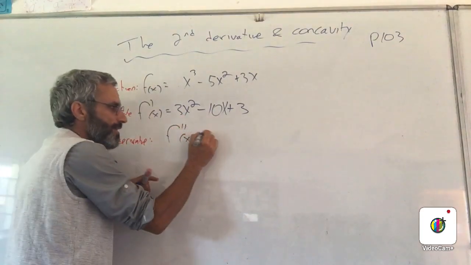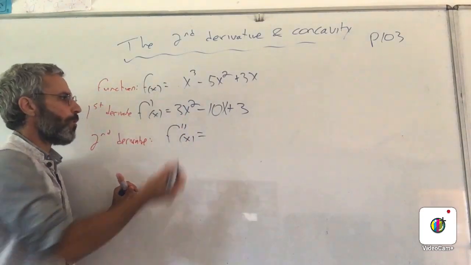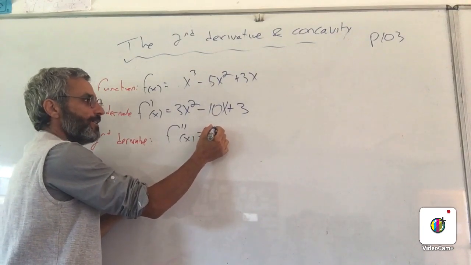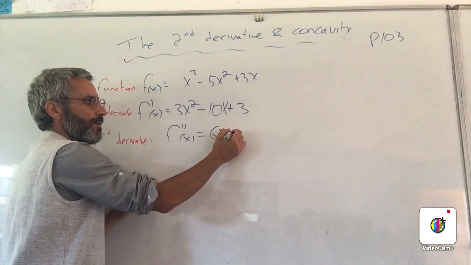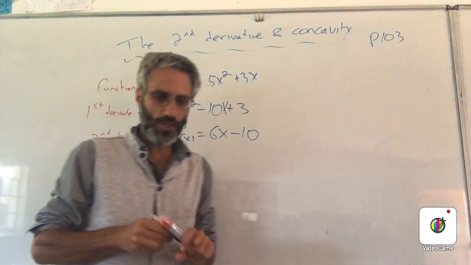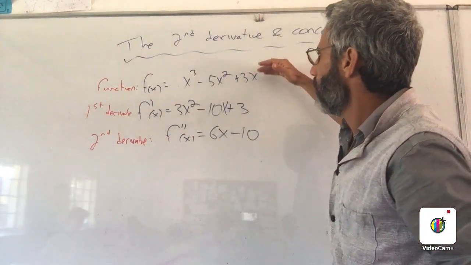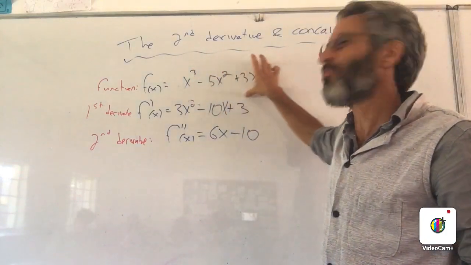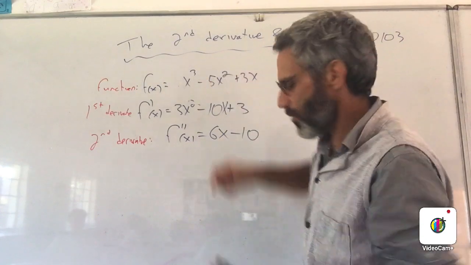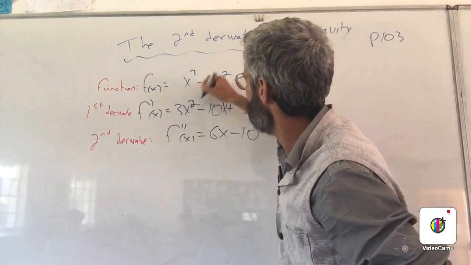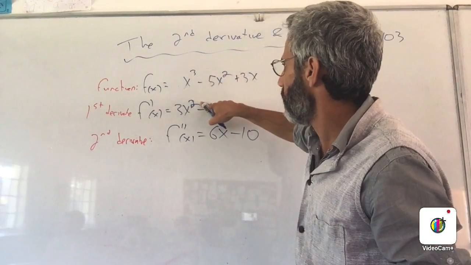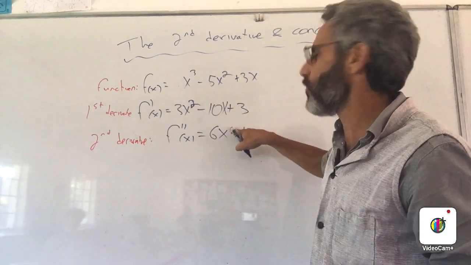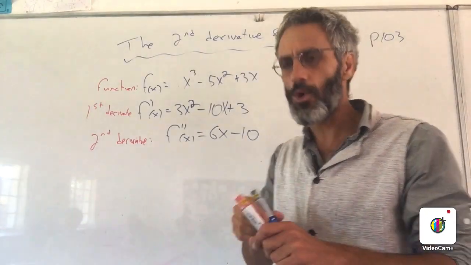It makes sense, we use the same rule. What will the second derivative be? 6x minus 10. So something interesting happens as we go, if we work with polynomials, and in high school we're only going to work with polynomials. As we go on from the function, which is order 3, to the first derivative, which is a quadratic, order 2, the second derivative is just a linear function. So the order goes down.